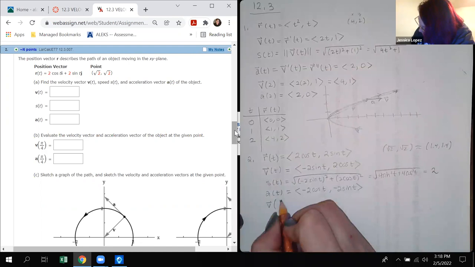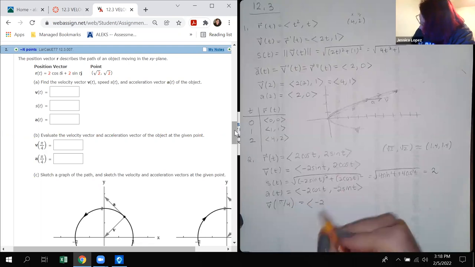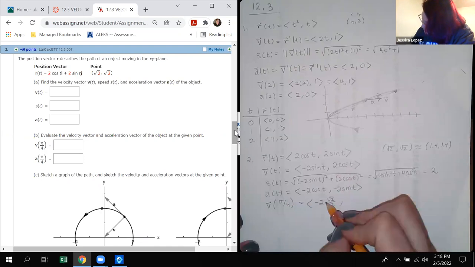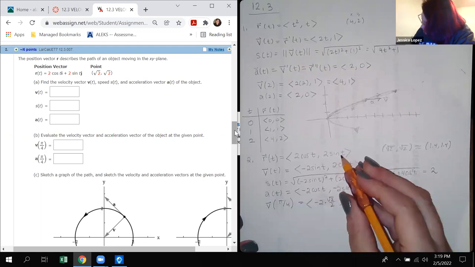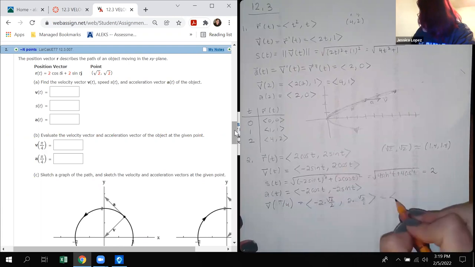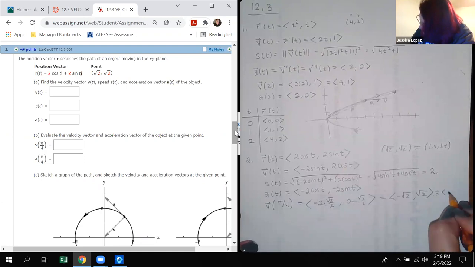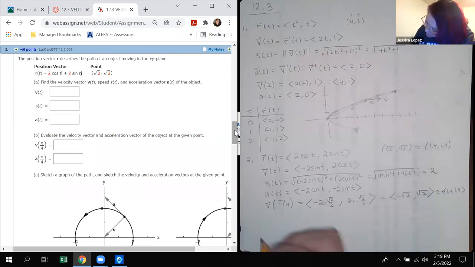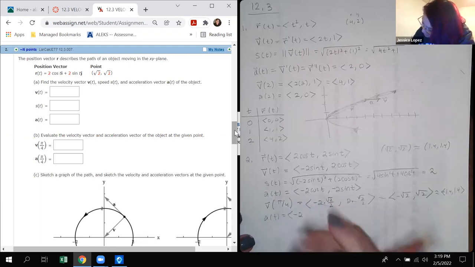Okay, and pi over 4. So we're going to plug that into there. So I get negative 2 sine of pi over 4, which is square root of 2 over 2. That's a multiplication, not a dot product. And then 2 times the sine of square root of 2 over 2. So those will cancel. I just get negative square root of 2 and square root of 2, which we already know when I graph it is about 1.4 and 1.4, first one being negative.